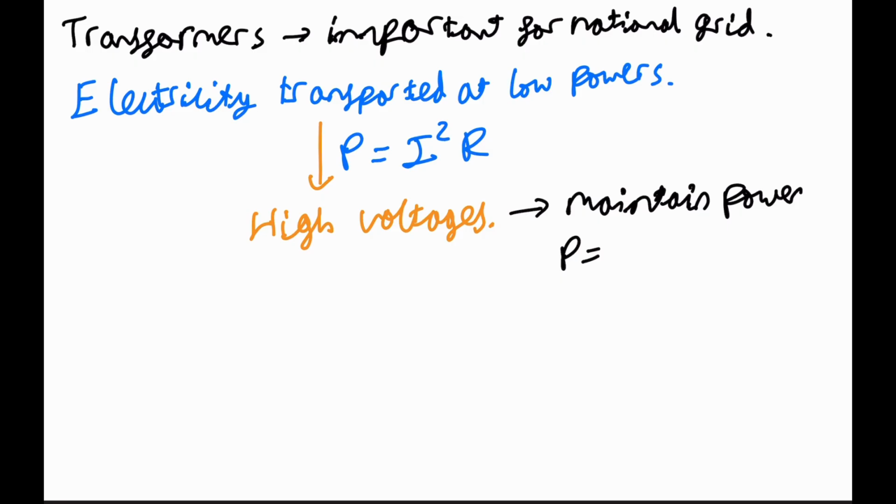Because if you have power with a large current and an average voltage, it's the same as having a small current and a really large voltage. So the power stays the same and you can reduce the current. So you'll have to go for very high voltages to improve the efficiency of the grid and reduce power losses. So transformers are used to step up the voltages for transportation and to decrease them for use in homes.